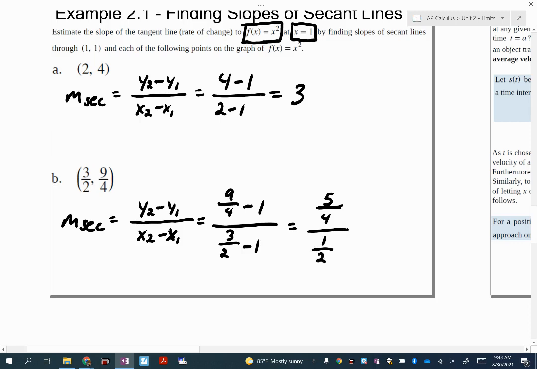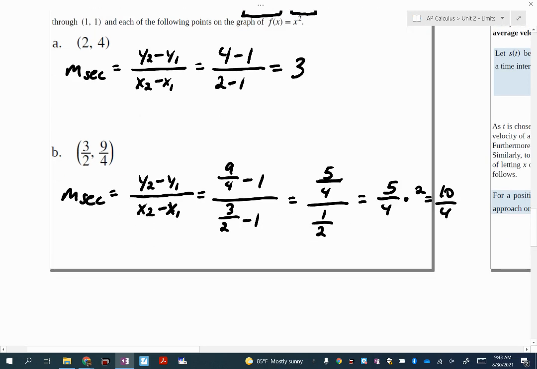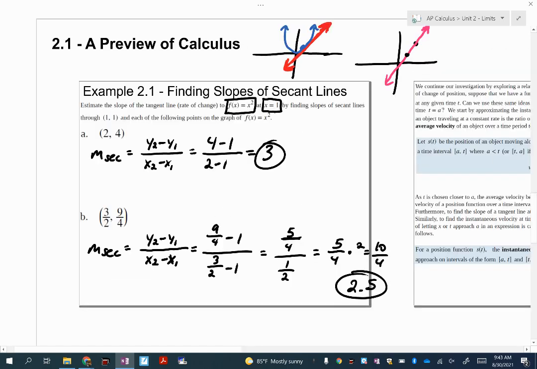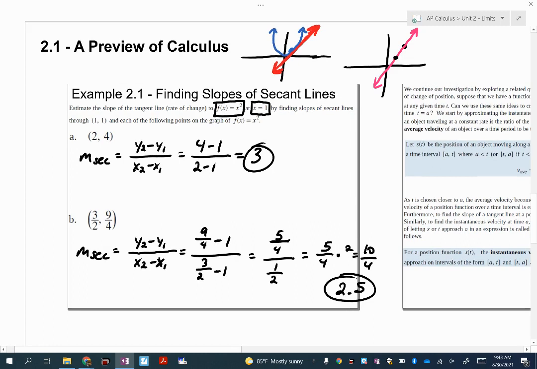Dividing by half is the same as multiplying by 2. So 5 fourths times 2 is going to be 10 fourths. And if you write that as a decimal, you get 2.5. All right, so if you compare 2.5 to 3, what we're saying is the slope of that red line is actually not going to be 3. It should be closer to 2.5. And again, as we get closer and closer and closer to 1, 1, we would get the exact slope of that tangent line.